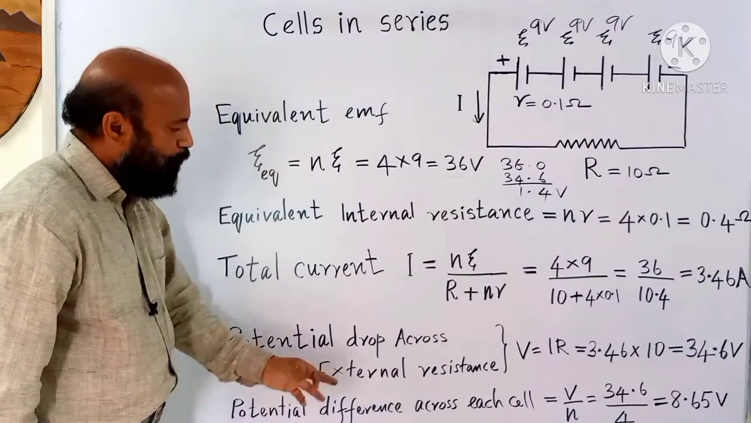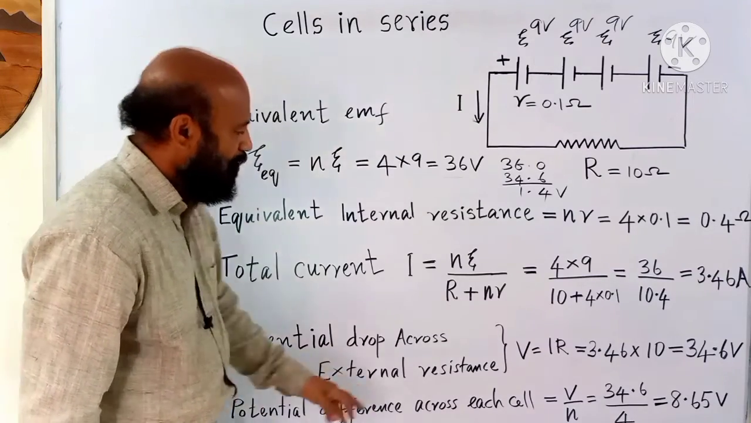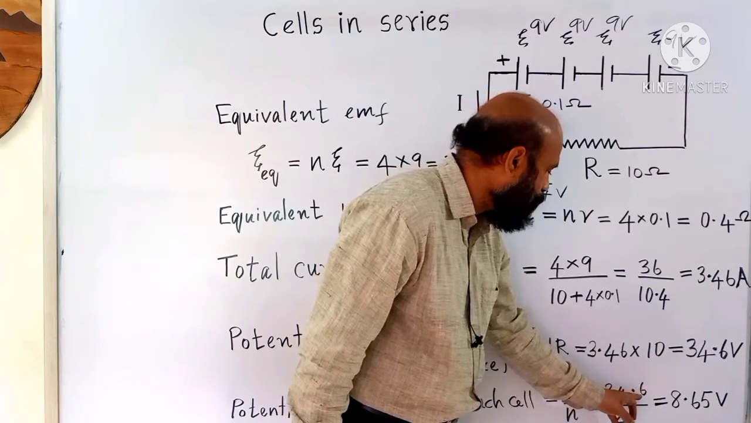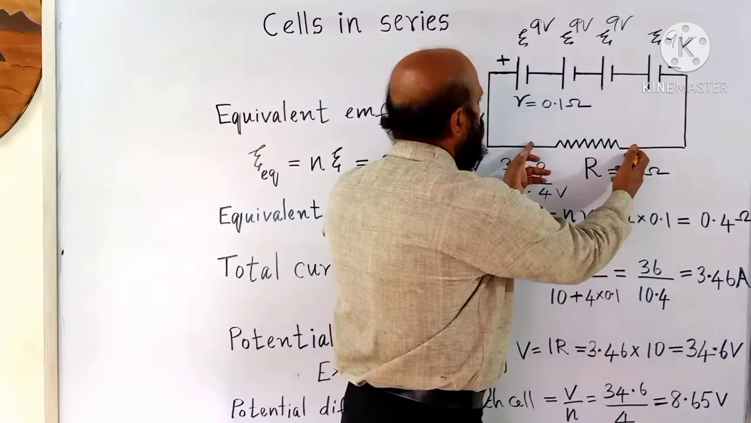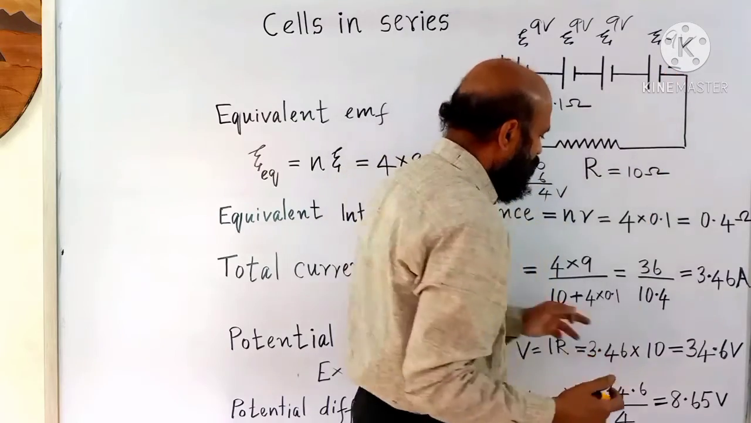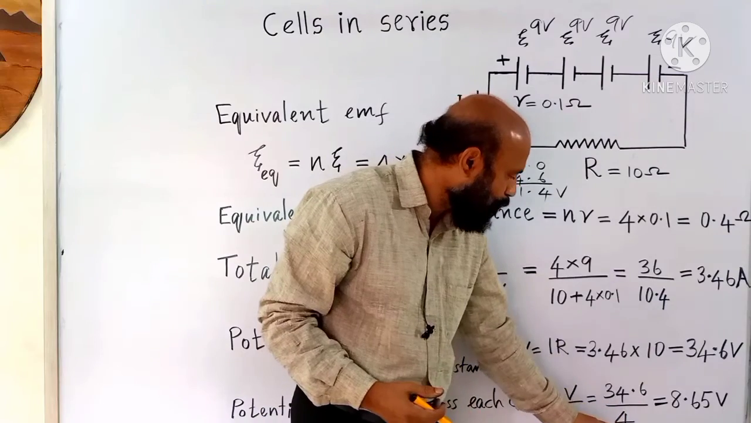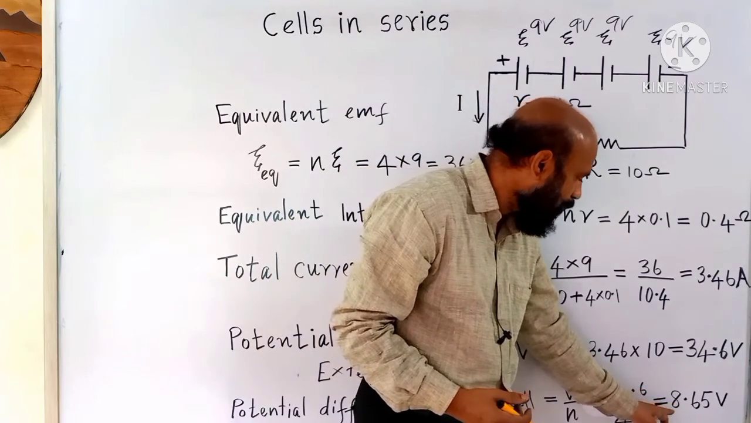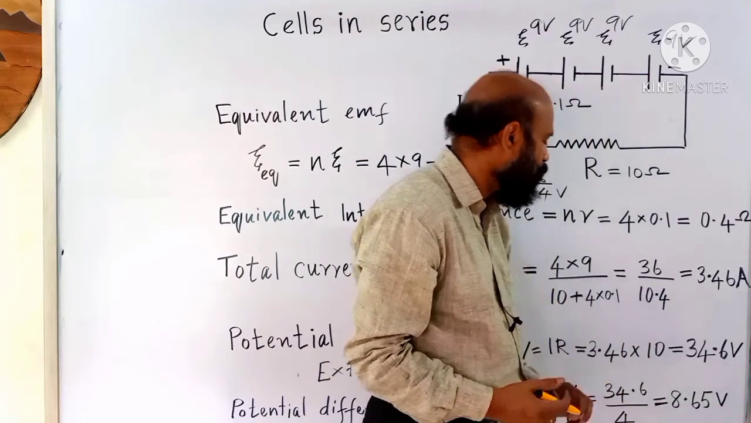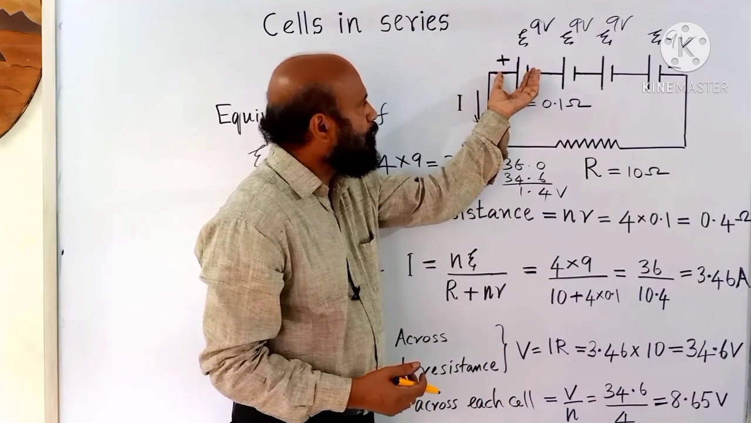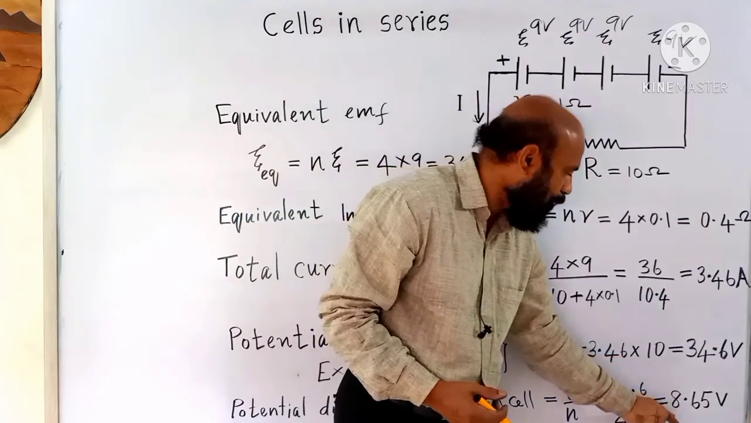Now the potential difference across each cell is V by N. V is 34.6. Then 4 cells are there, so you divide by 4, so you will get 8.65 volt. So the potential difference across each cell is 8.65 volt.